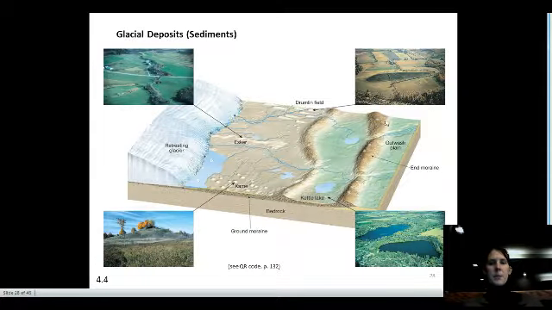The first type is till, where, as the ice melts, every sediment that is entrained within that ice is just dropped out, unsorted, immediately. It's all suspended in the ice, and it's like the ice just disappears and it goes straight down. The second is stratified drift. This is where the deposits are sorted by size and weight by running meltwaters into layers.